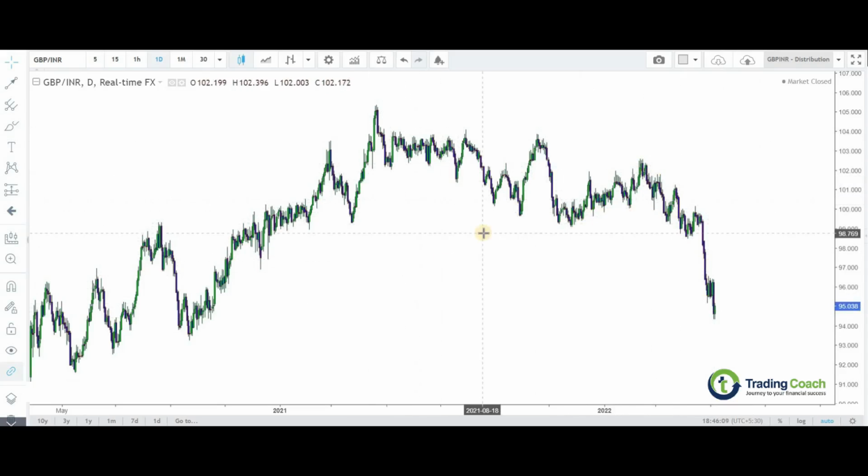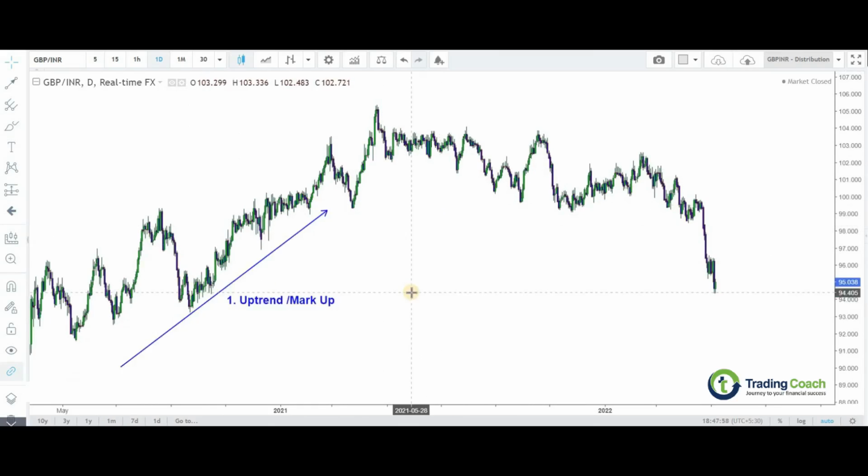In this chart, we can see a wonderful distribution phase which has taken place at this specific point. We will look at this distribution phase and do our Wyckoffian analysis. Let us look at the overall context of the price action and try to understand the distribution phase over here. Let's do it.